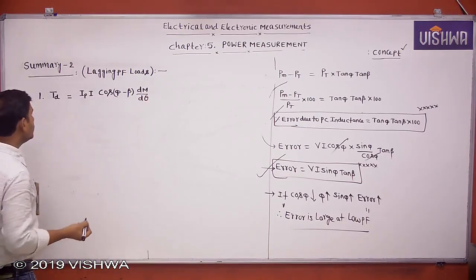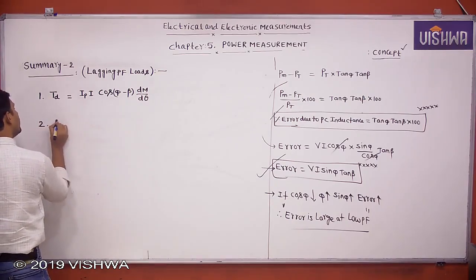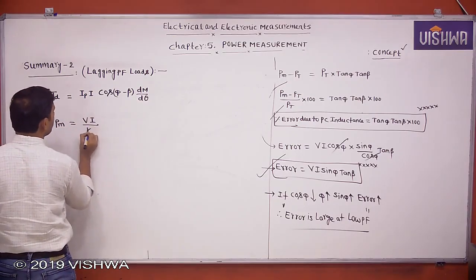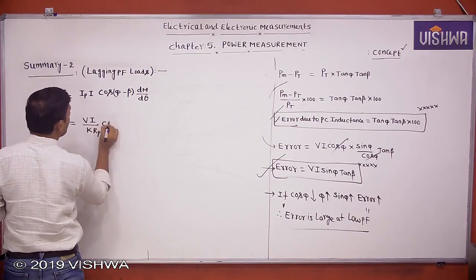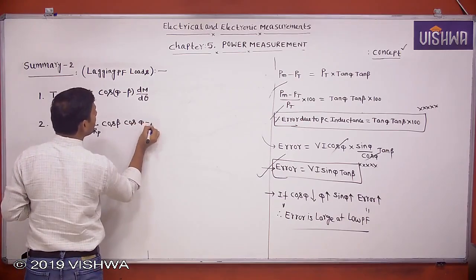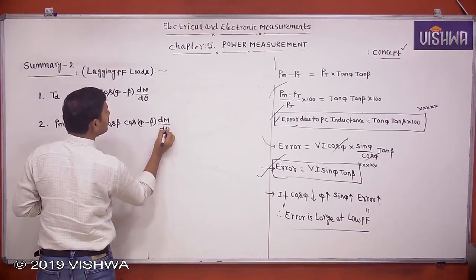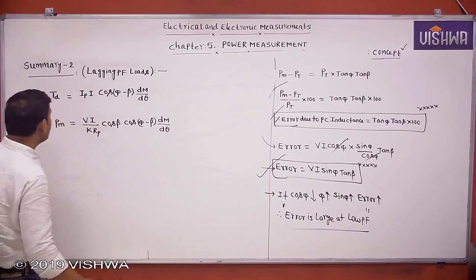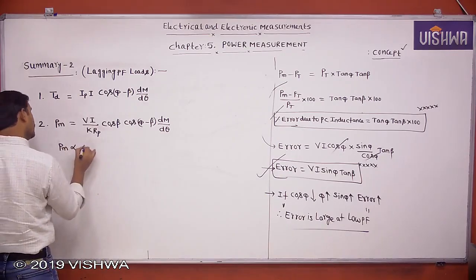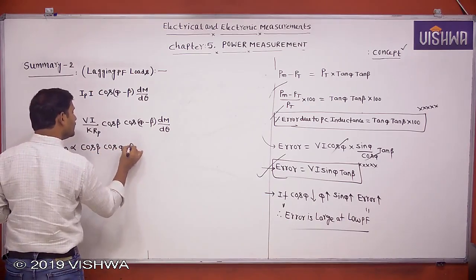Then for lagging power factor loads, what is the measured power? Measured power equal to VI by KRP cos beta cos of pi minus beta dM by d theta. This derivation also already given. Okay, now measured power is proportional to cos beta cos of pi minus beta.